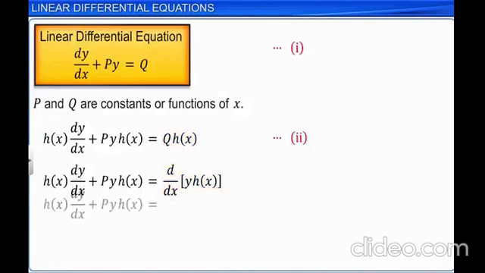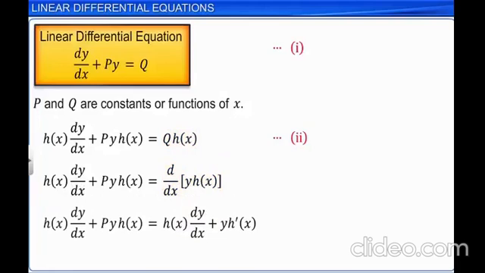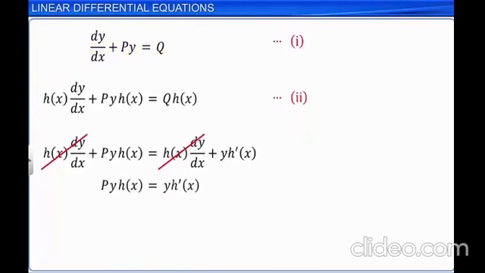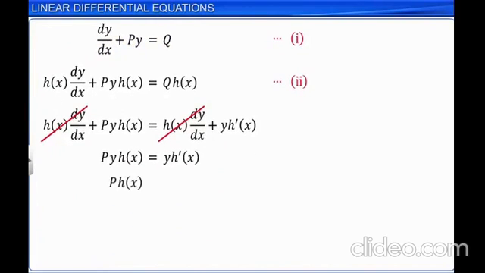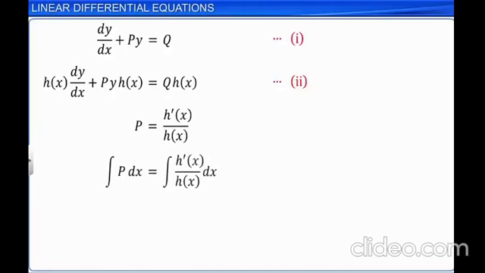Next, find the derivative of the product of y and h of x. The expression obtained is as shown. Now, cancel the common terms from both the sides. This gives p into h of x is equal to h dash x, or p is equal to h dash x divided by h of x. Now, integrate both the sides as shown. This gives h of x is equal to exponential raised to the power of integral of p with respect to x.